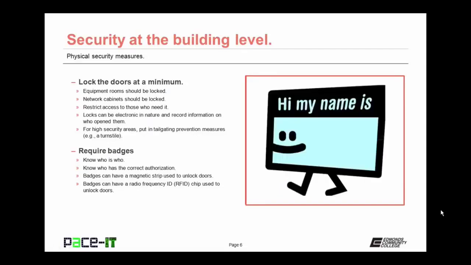Now, we talked about electronic locks. You might want to consider using electronic locks that are activated by badges. The good thing about using badges is you then know who is who. You can look at a badge and see who has authorization to be in an area if the badge is configured correctly. Now, the badges can have a magnetic strip in them, which can be swiped to unlock doors. Some badges have an RFID chip, radio frequency identifier chip in them, which can also be used to unlock doors.